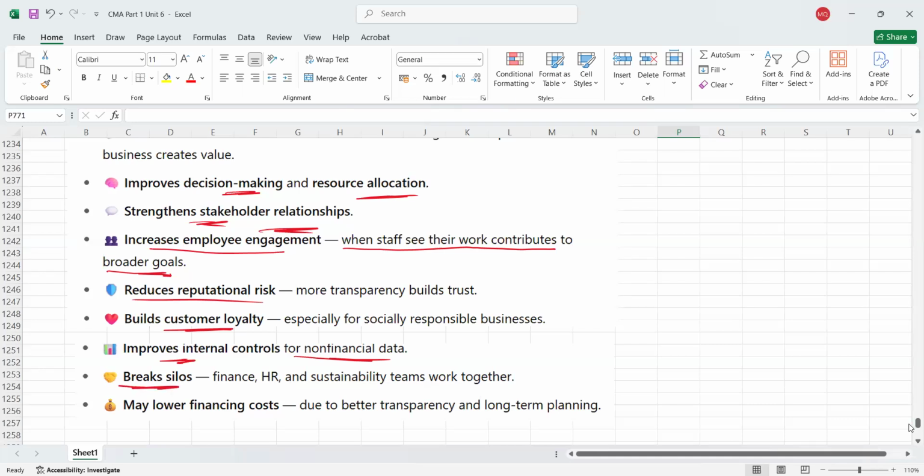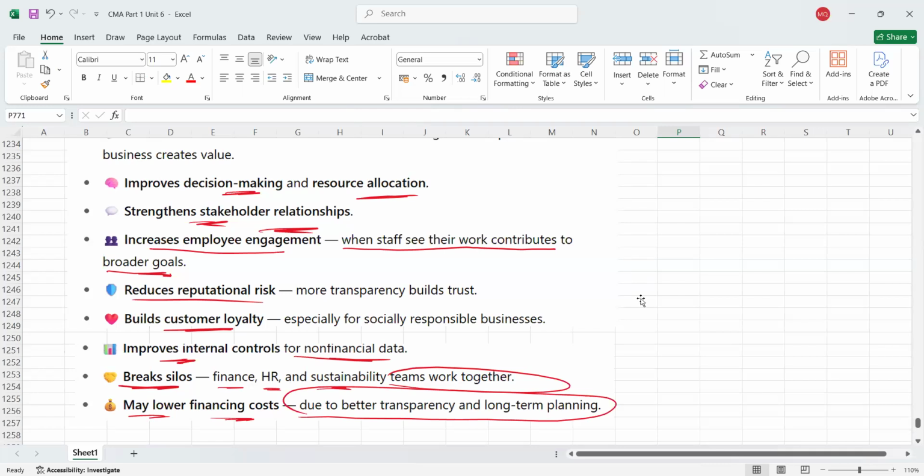So, break silos, like finance, HR, and the sustainability team work together. We don't work in isolation, we try to work together. Okay, then it may lower financing cost also due to better transparency and long term planning. Definitely, it can reduce the financing cost, or the cost of sources of finance. Maybe if you are an environmentally friendly company, you can take a loan at a lower rate of interest, etc.